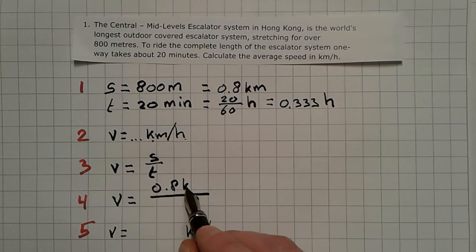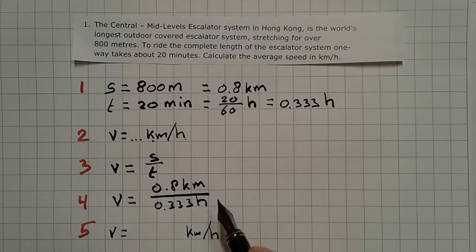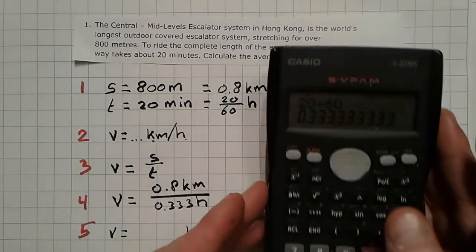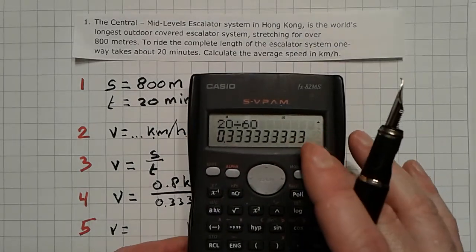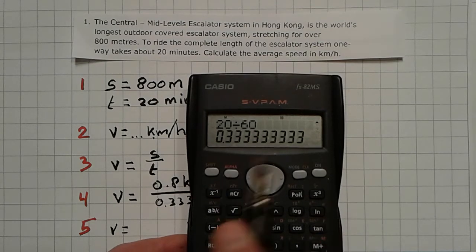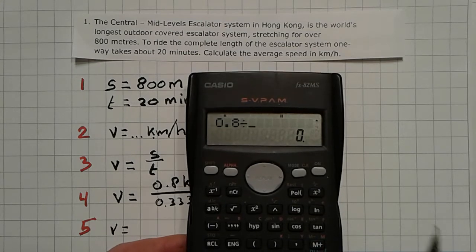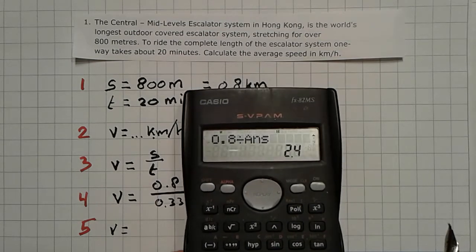0.8 kilometers over 0.333 hours. We take our calculator again. This answer is now the last answer that we had in the calculator. So when we use the answer button, we'll have this number again. So we take 0.8 divided by answer, and that equals 2.4.